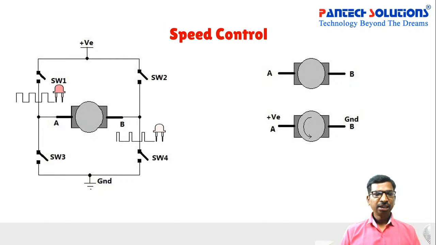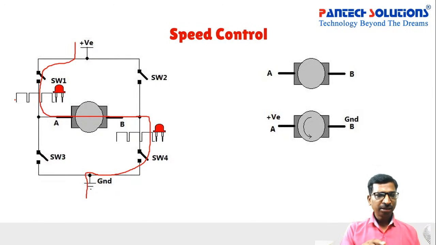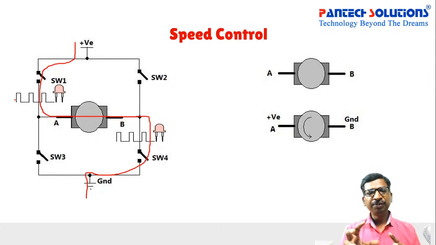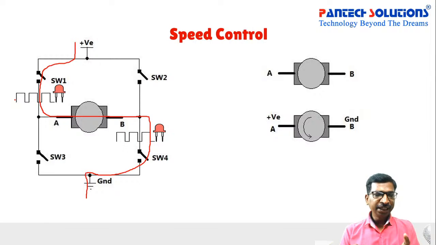So let us see how this motor will work, logically. We can discuss. If you apply the PWM to switch 1 and switch 4, the positive voltage will flow via switch 1, the motor and switch 4, and then return to the ground, right? In that condition, if you adjust the pulse width, for a lower pulse width the motor speed will be very low. For a higher pulse width, the motor speed will be high. So by changing this pulse width, we can adjust the motor speed.